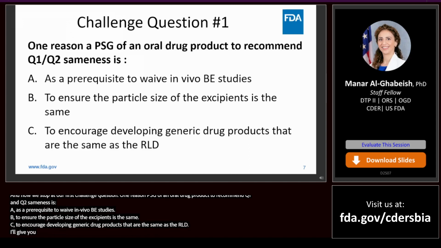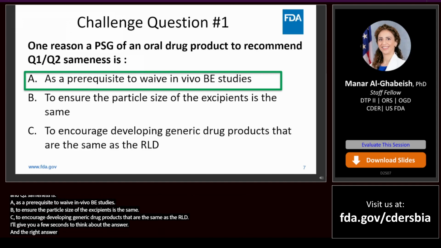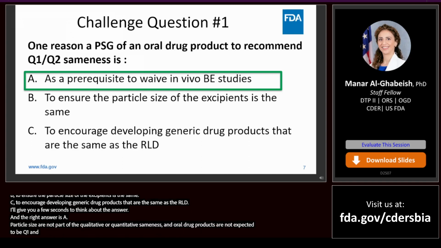And the right answer is A. Particle size is not part of qualitative or quantitative sameness, and oral drug products are not expected to be Q1 and Q2 the same, but in certain cases, if the products are Q1 and Q2 the same, an alternative BE approach to that of the in vivo study can be used.